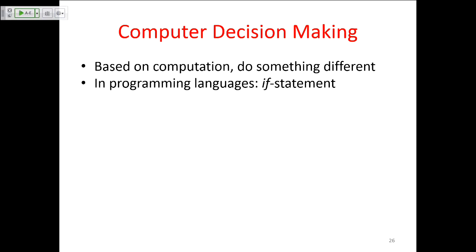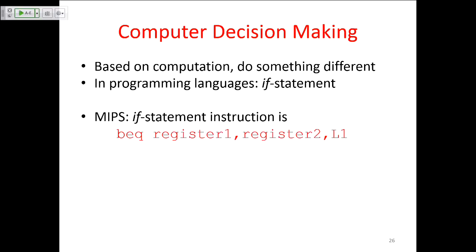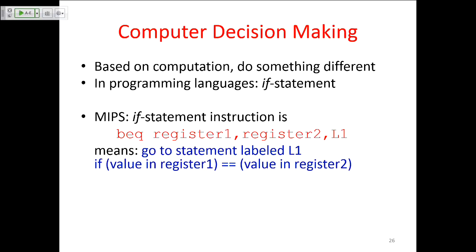Okay, so again, in programming languages, we would use an if statement or if else. In MIPS, in the most rudimentary MIPS, we would use branch if equal. What this instruction does is compare register 1 with register 2. Register 1, register 2. And then, if they are equal, it will jump to this label L1. Now, what is L1?